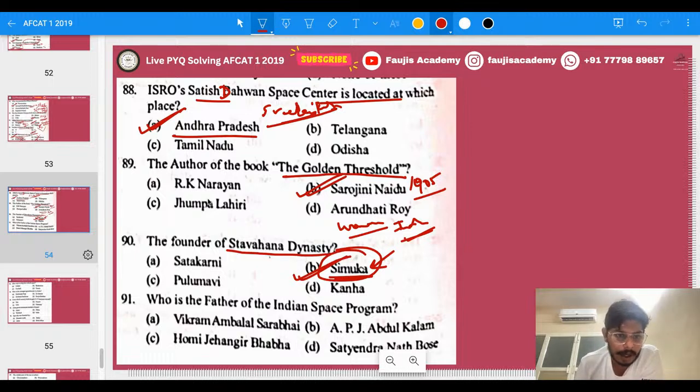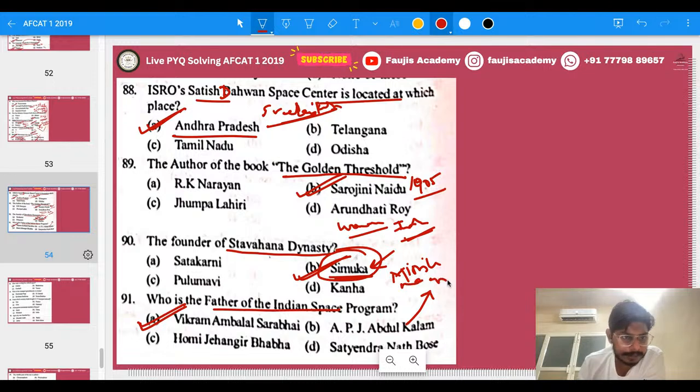Okay, the founder of Indian Space Program, who is called the founder of Indian Space Program? Okay, 91A. Yes, that's absolutely correct. Vikram Sarabhai is known as the father of the Indian Space Program. APJ Abdul Kalam is the missile man of India. Okay, missile man of India.